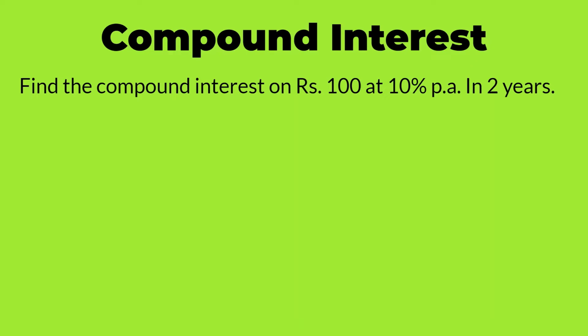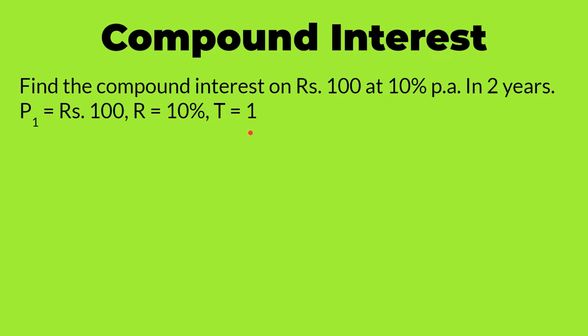So find the compound interest on 100 rupees at 10% per annum in 2 years. Our P1, because principal is bound to change, so we are using subscripts here, is 100 rupees. Rate is equal to 10%, T is equal to 1. Even though here it is given 2 years, since we are calculating each year individually, we need to take T is equal to 1 year only.